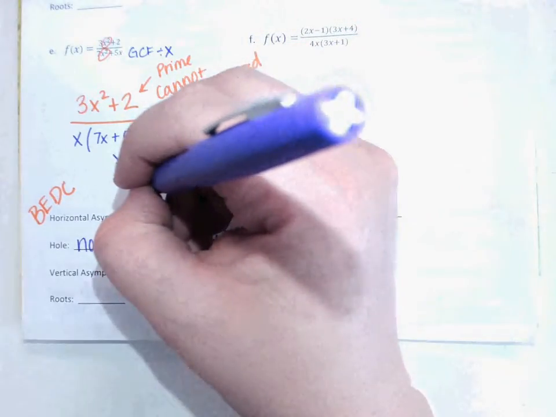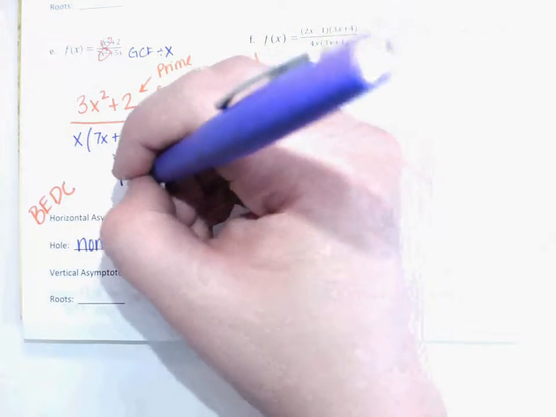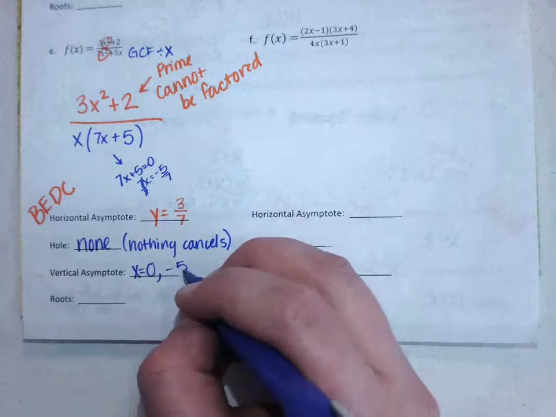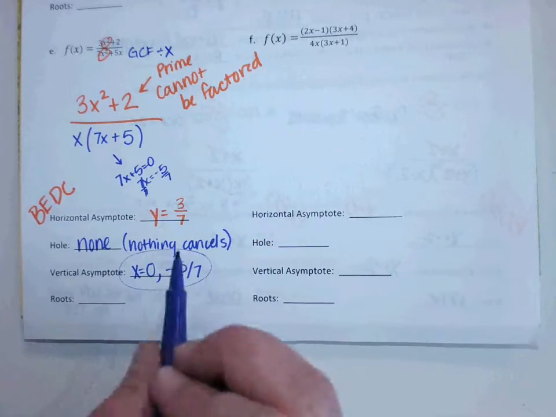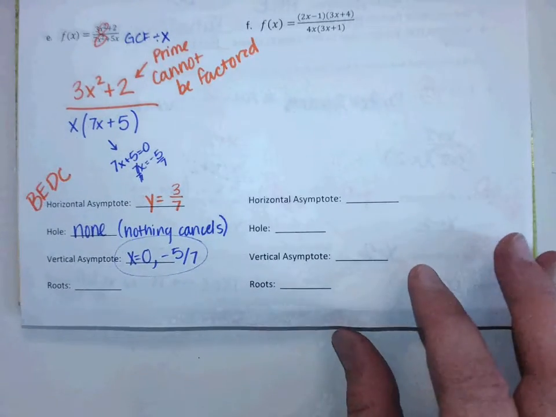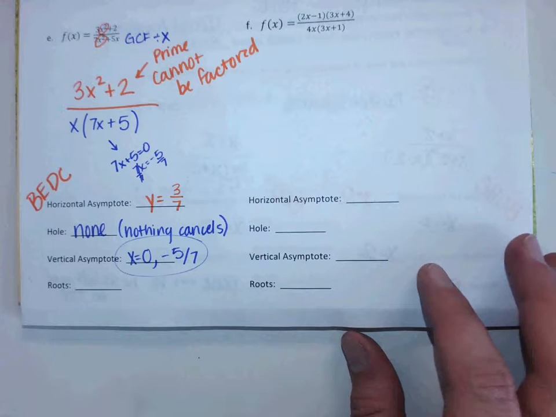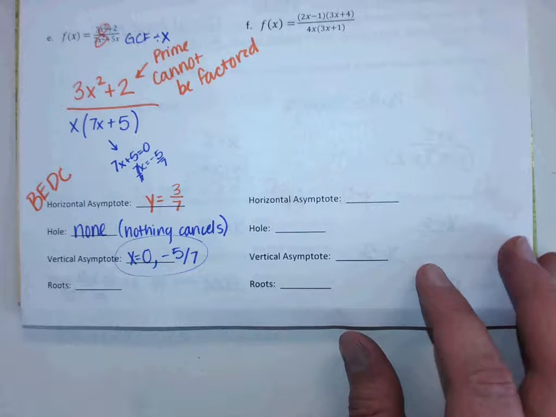On the bottom. So x equals negative 5 over 7. But notice I ended up with 2 vertical asymptotes on that one because I had 2 x's left over on the bottom.